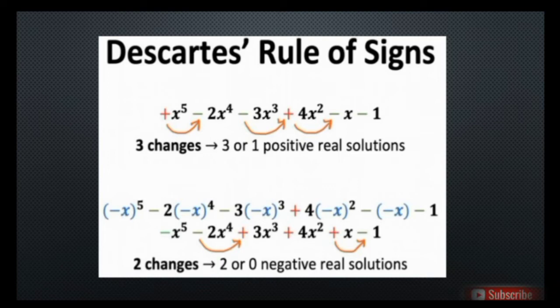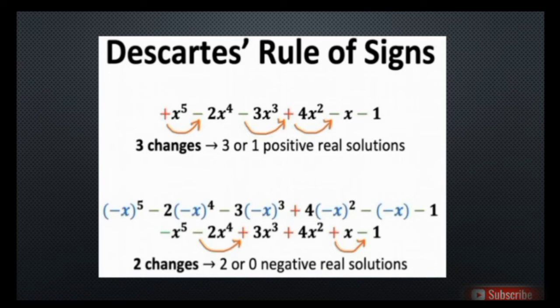So if we want to get the negative real zeros, we need to replace the x with minus x. We'll get the equation, and then we have to use the first rule by finding the number of sign changes. So in the second equation of negative real solutions, there are two sign changes. So the number of negative real solutions can be 2 or 0. 2 minus 2 is 0. I think you got this example.